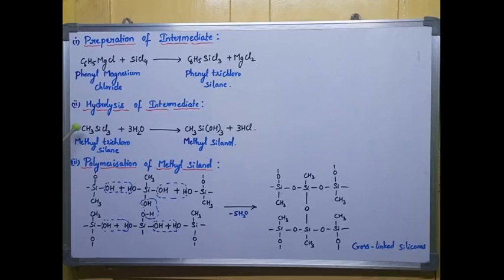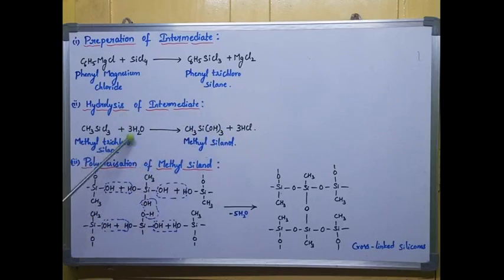So now I'm taking hydrolysis of the intermediate. The second step is hydrolysis of the intermediate. So I'm preparing aliphatic cross-linked silicones. I'm taking methyl trichlorosilane. Methyl trichlorosilane undergoes hydrolysis and produces methyl silanol. You can observe methyl silanol is produced.